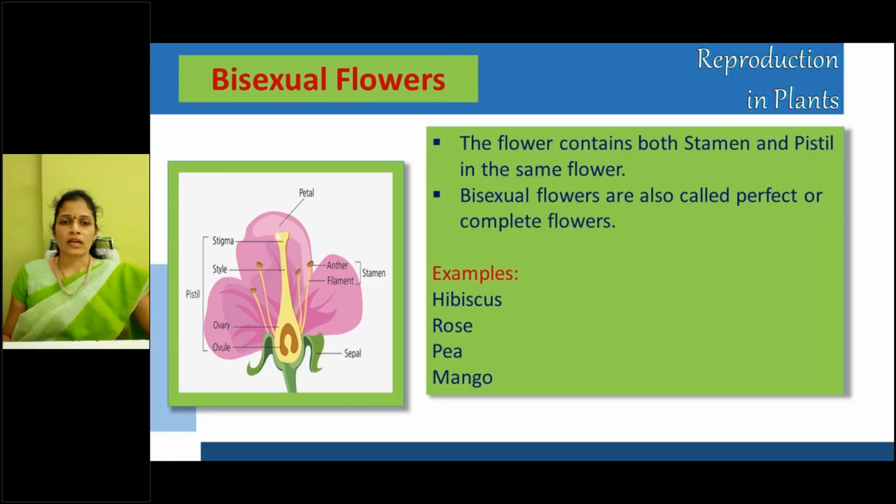So that is why these flowers are called bisexual flowers or perfect flowers or complete flowers. It means both the reproductive parts are there. A flower that contains both stamen and pistil in the same flower is called a bisexual flower. Examples are hibiscus, rose, pea, mango, and many more. Let us see some more examples of bisexual flowers.